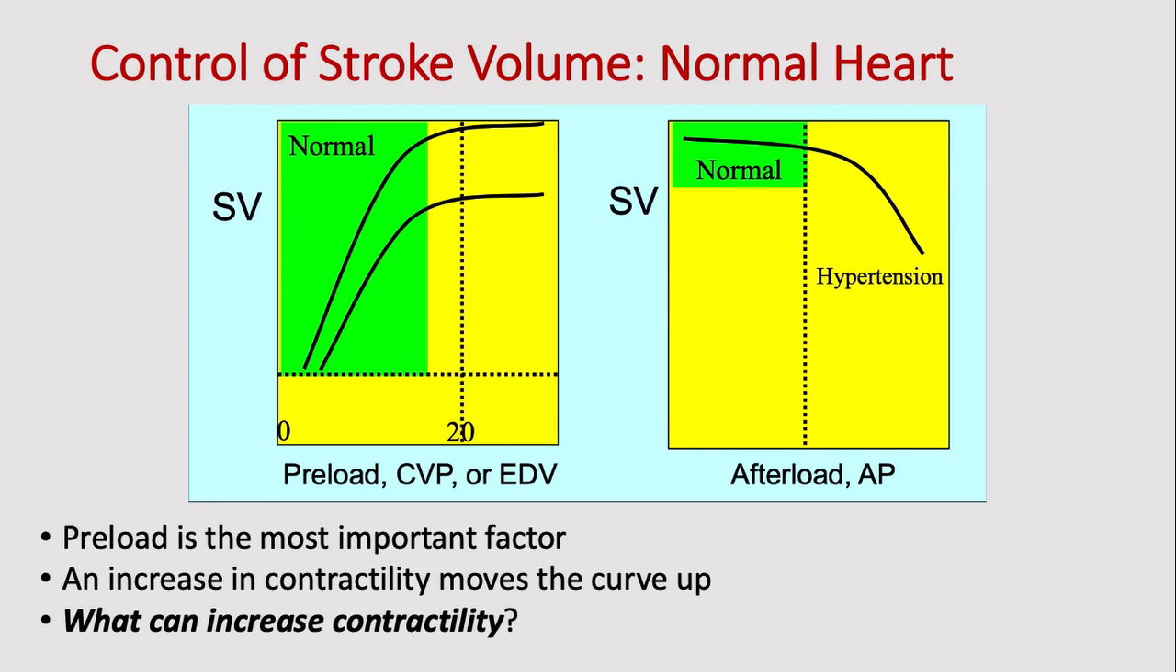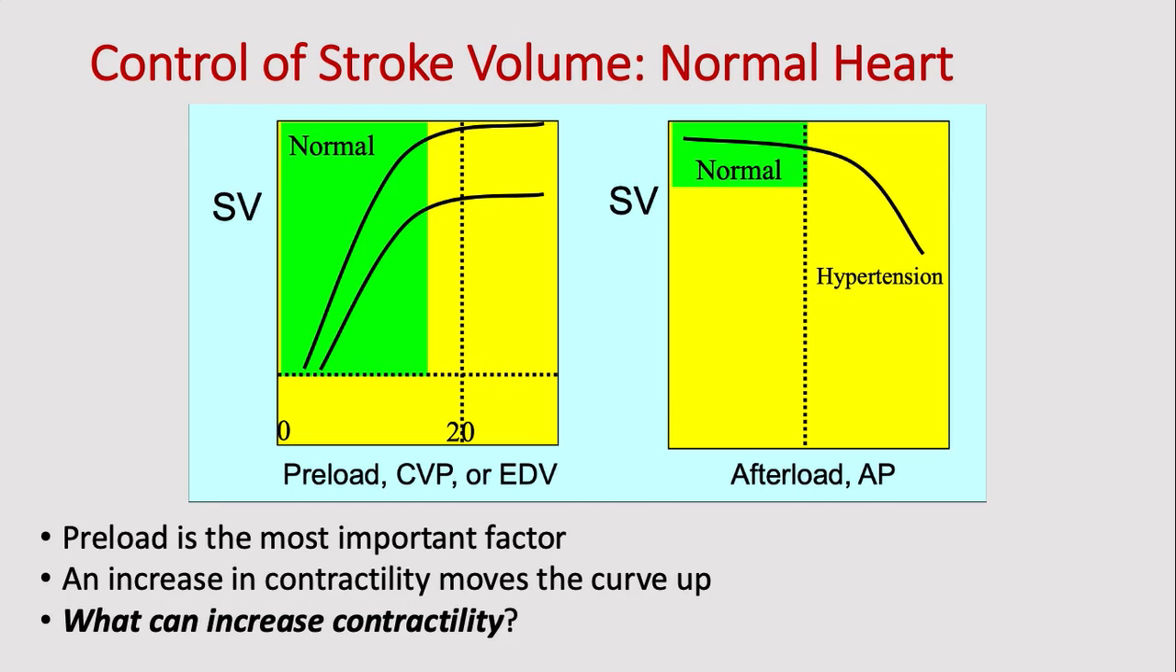So these are two curves here. This one has to do with preload, or venous blood volume coming into the right heart, and this one has to do with afterload, or left heart blood leaving the left heart, right? The stroke volume. And both of these can result in an increase or a decrease in stroke volume. So let's talk about preload first.